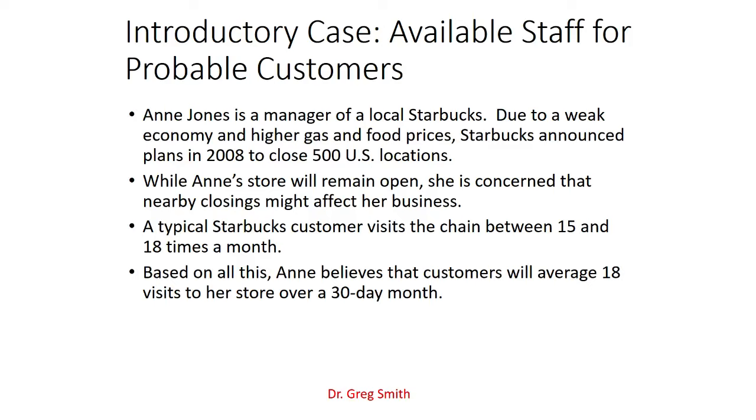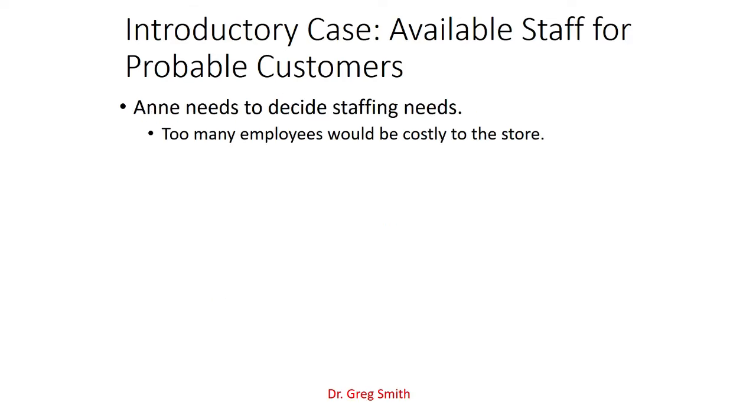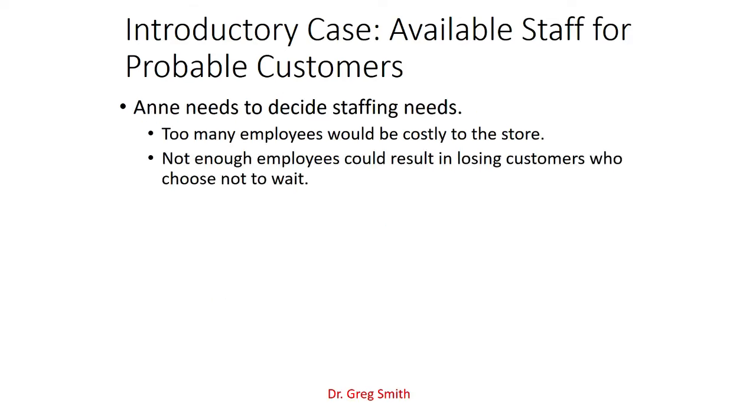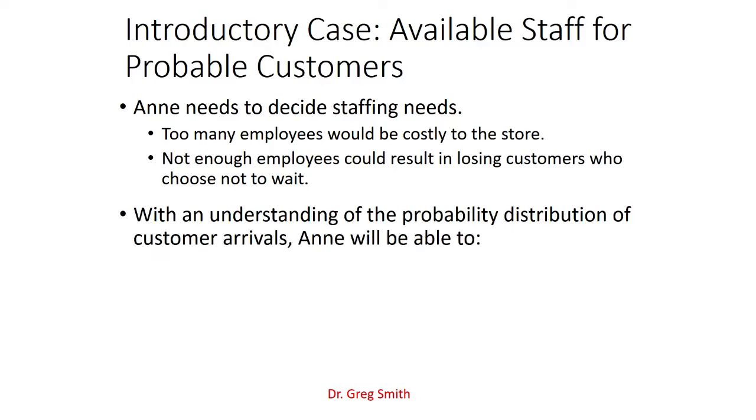So historically, a typical Starbucks customer visits their chain between 15 and 18 times a month. So about half the month, a person shows up and grabs something. Based on this, she believes that the average customer will make 18 visits to her store over a 30-day period. So she's going to play to the high end of that range. Now, she has to make some staffing decisions. Too many employees is costly, as I said. Not enough, and it's a long customer line, and goodwill might be affected.